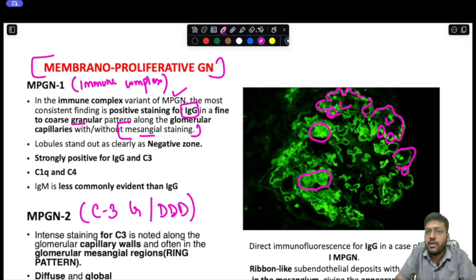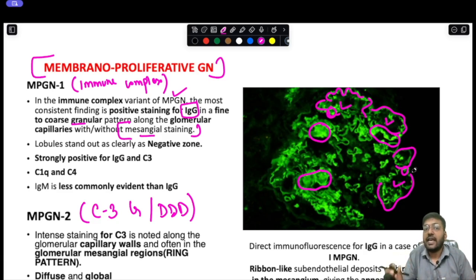And this lobulated appearance at the periphery is showing ribbon-like deposits. I will show you. Can you appreciate? This is the ribbon-like subendothelial deposit that we can appreciate. You can see that at most places only the glomerular capillary wall is showing the staining, whereas the entire mesangial part has no staining. So this is giving a negative staining in the lobules. So this gives a lobulated picture in membrano-proliferative glomerulonephritis type 1, or the immune complex variety.